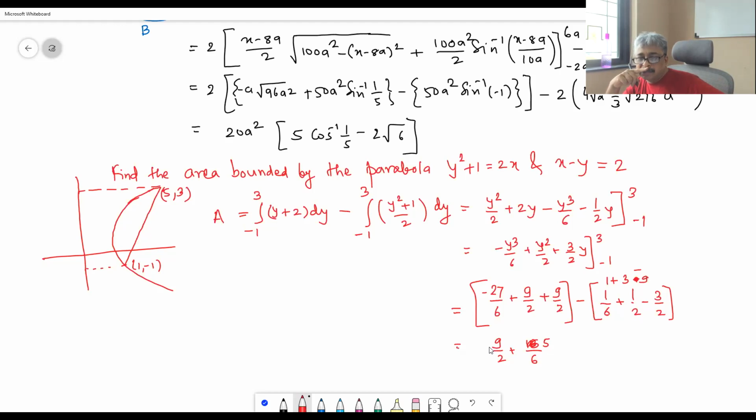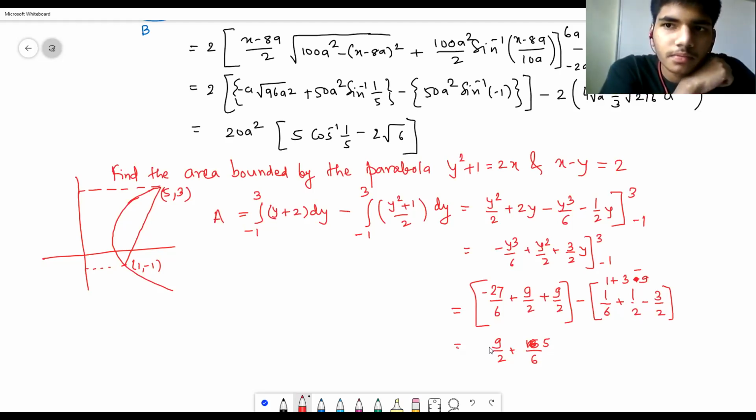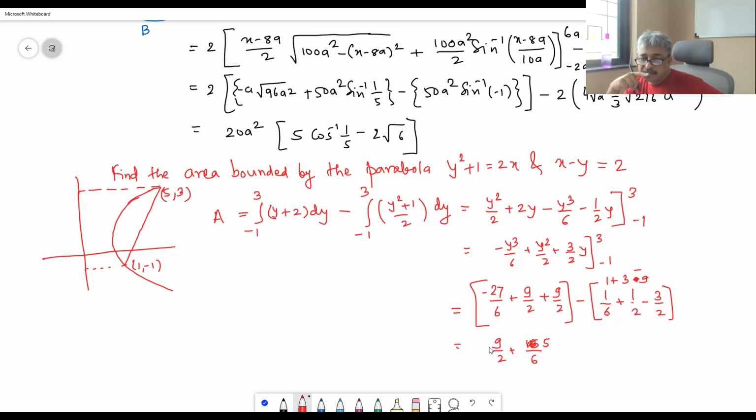So it comes to 16 by 3. So how much is this? Now 27 by 6, 27 plus 5 upon 6, which is equal to 32 by 6, which is 16 by 3. This is the correct answer.